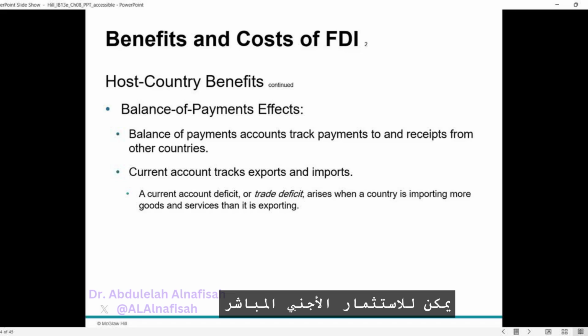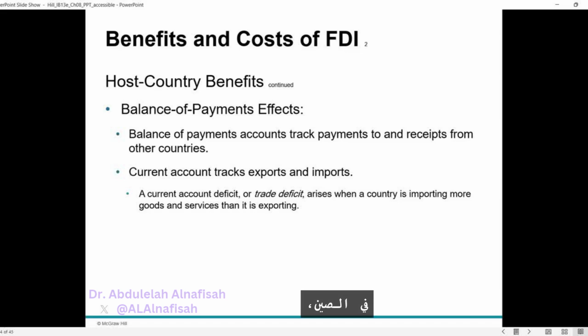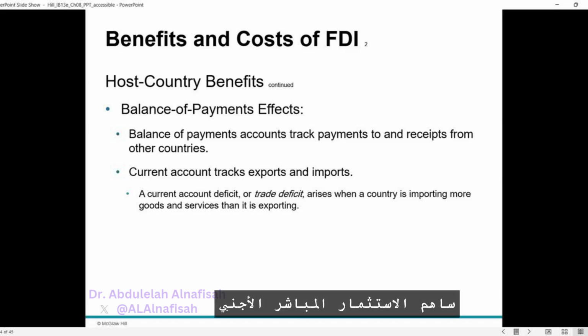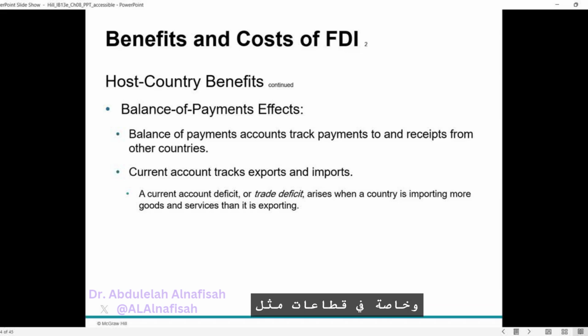Secondly, FDI can drive export-led growth when foreign subsidiaries export goods and services to other nations. For instance, in China, FDI by foreign multinationals significantly boosted exports, with subsidiaries of these firms contributing substantially to the country's export growth, especially in sectors like mobile phones.